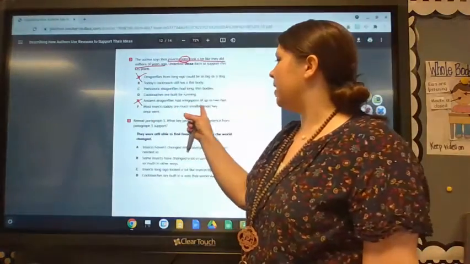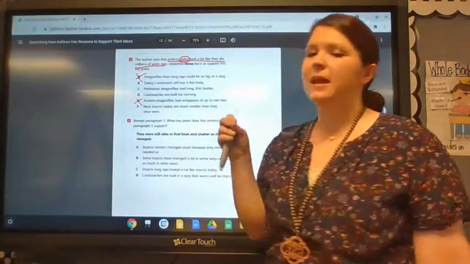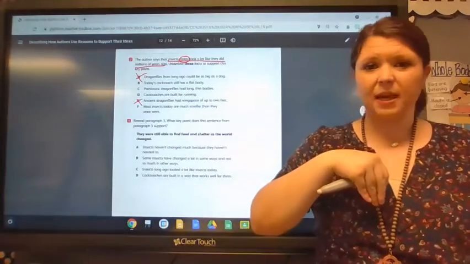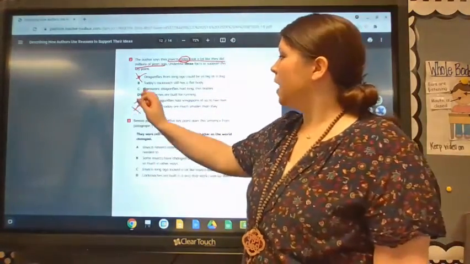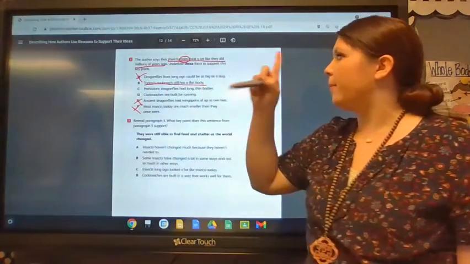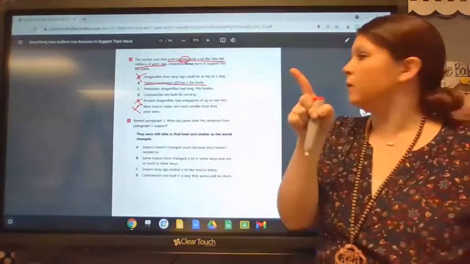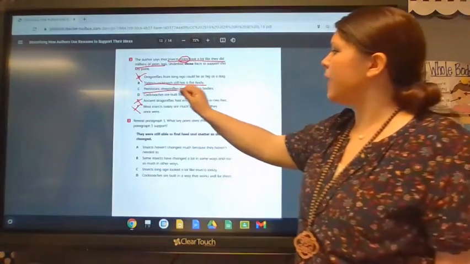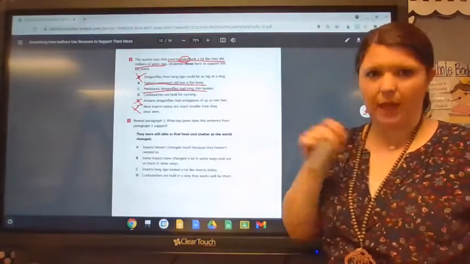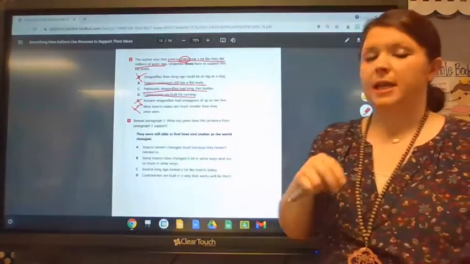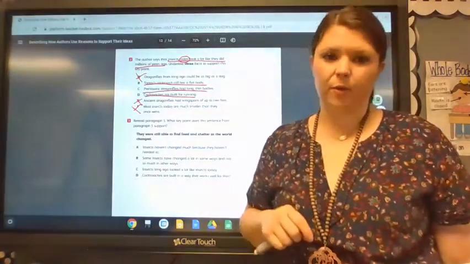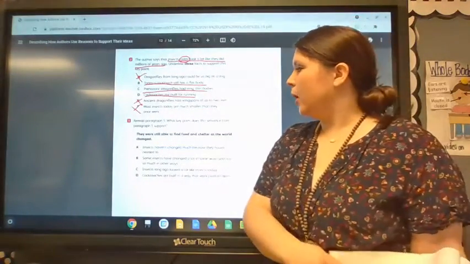Most insects today are much smaller than they once were. That's telling us about them today, but it's not telling us how that was alike to the past. So today's cockroaches still have flat bodies. That compares then and now. Prehistoric dragonflies had long, thin bodies like they do now. And cockroaches are built for running like they do now. Okay? All right, number 3.